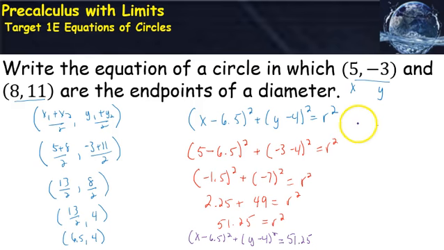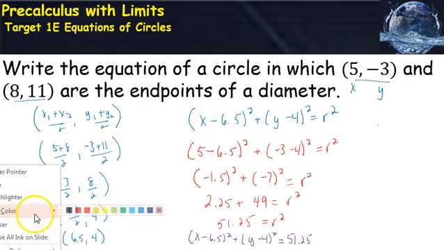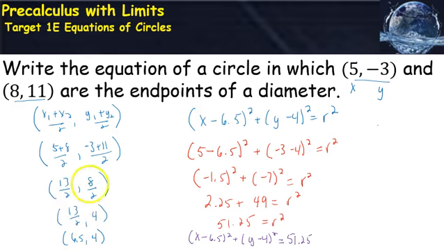Also, if you had chosen to write it using fractions, your answer would have been (x - 13/2)² + (y - 4)² = 205/4, because when you figured out this, you would have gotten 205 over 4. So either the purple answer or the green answer are correct, or any combination of the two.